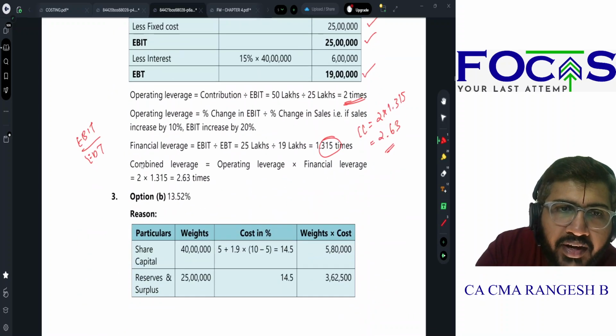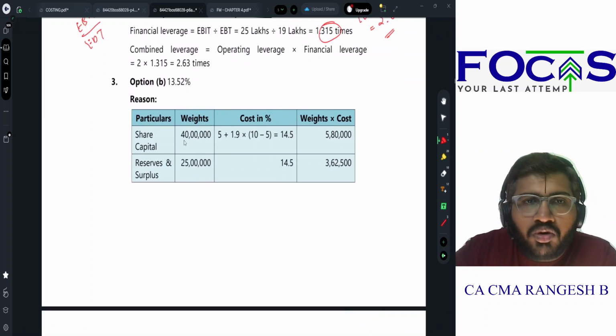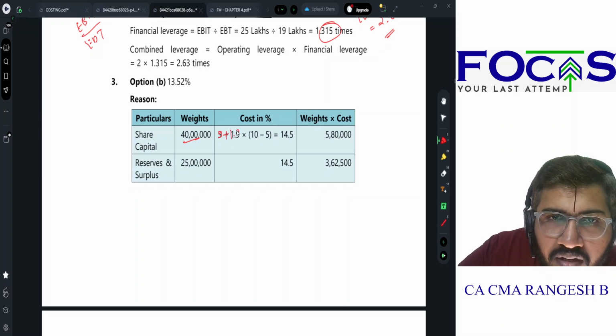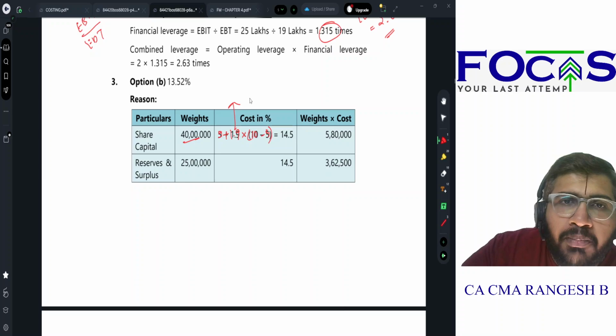Discount rate can be applied. Discount rate is basically cost of capital. So what will be my discount rate? Amount is 40 lakhs share capital. Cost equals RF plus beta, which is 1.9, into market rate, which is 10, minus RF, which is 5. This is basically the CAPM formula.